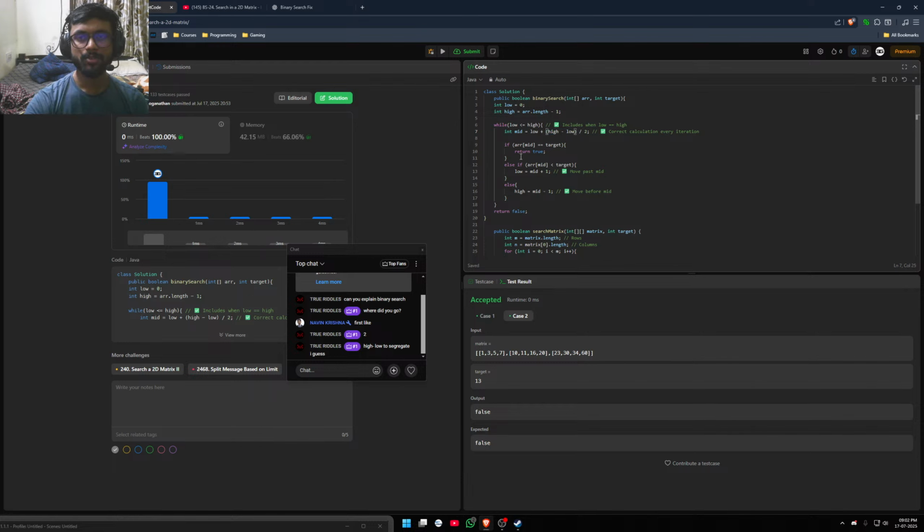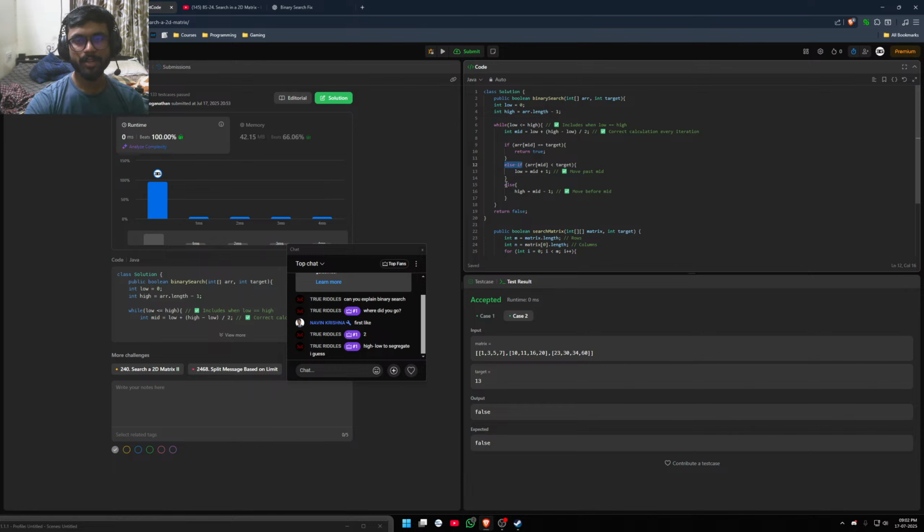So if the mid is the target, we directly return. If it's not, we have to check. This is a sorted array, just remember that. If this sorted array has the target after the mid, which means on the right side of the mid, then we have an if statement for that. If it's on the left side of the mid, then we have an if statement for that. That's what we are doing here.